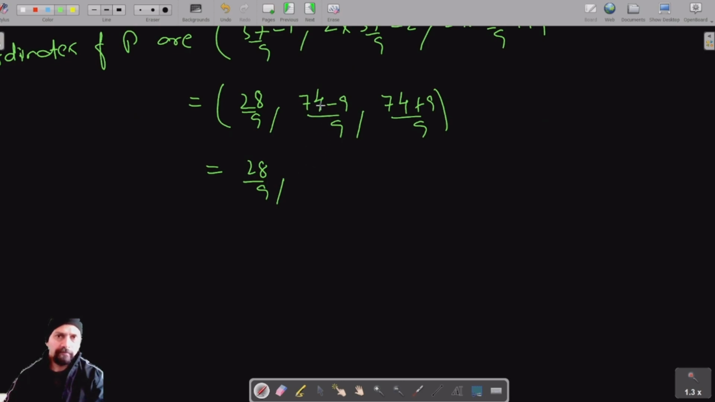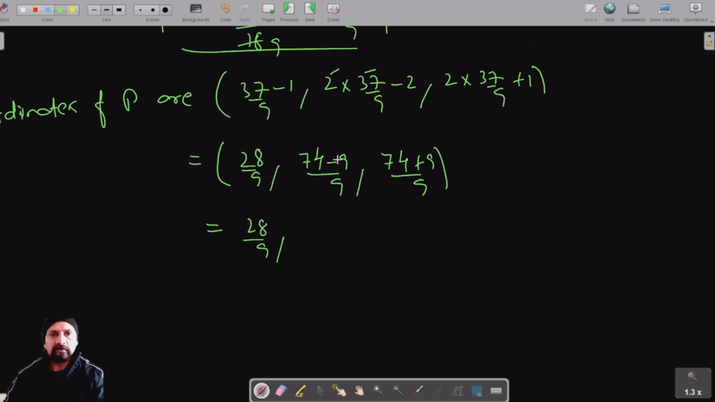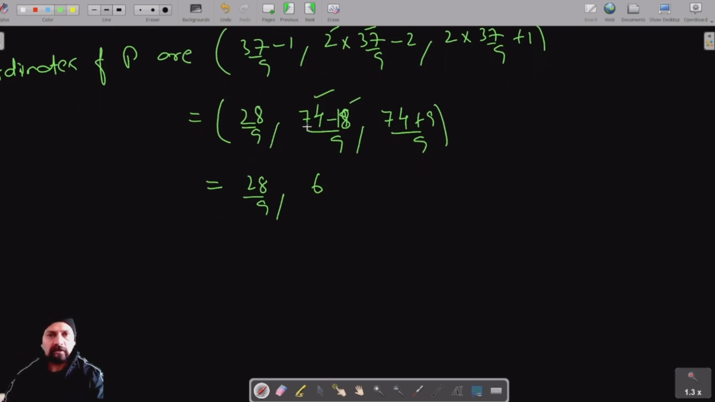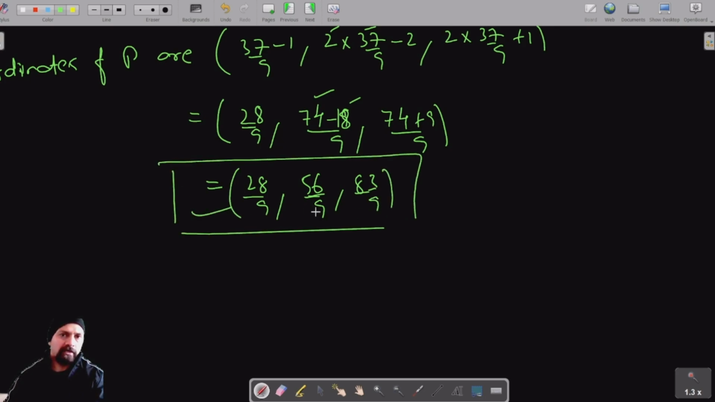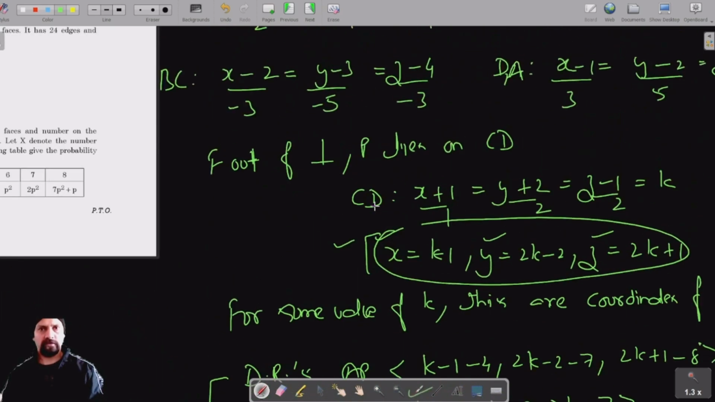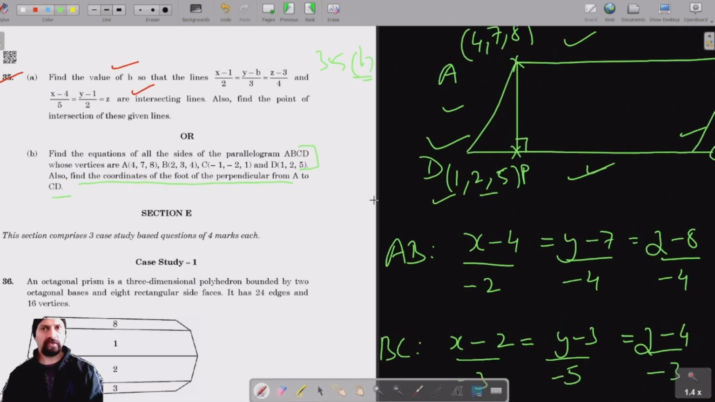74 minus 9 is 65, so 65 by 9. Okay, this is 83 by 9. And 74 plus 9 is 83. These are the coordinates of the foot of the perpendicular: 28 by 9, 56 by 9, and 83 by 9. And this solves our question number 35. Let's move on to section E.